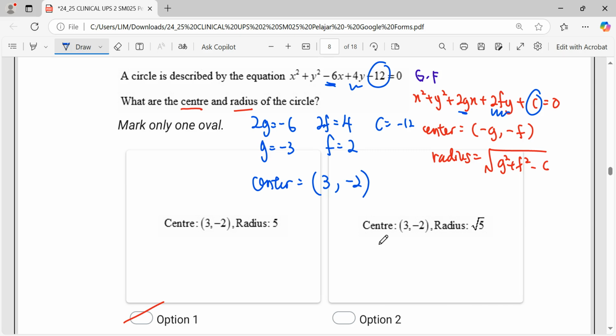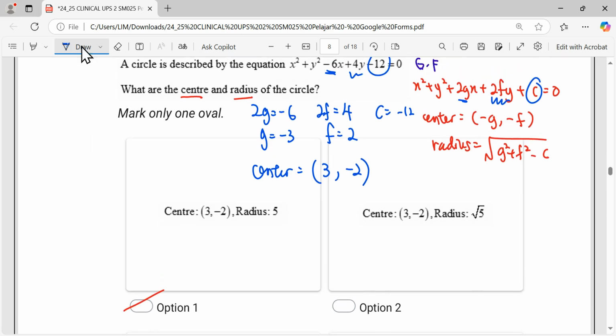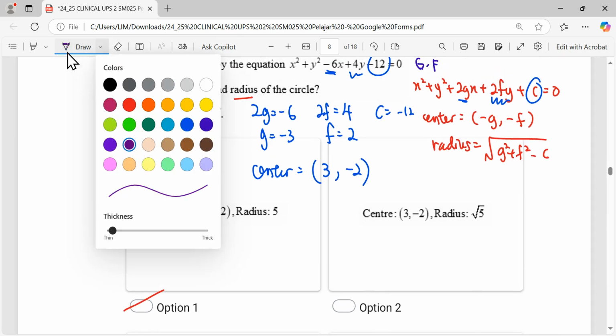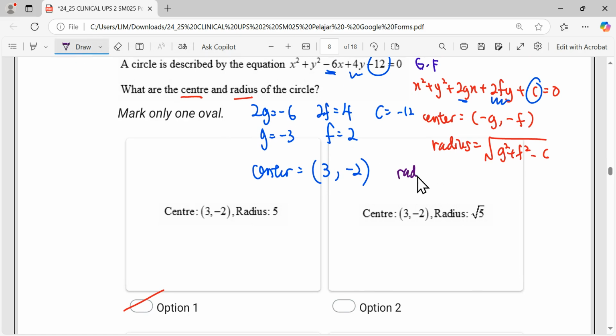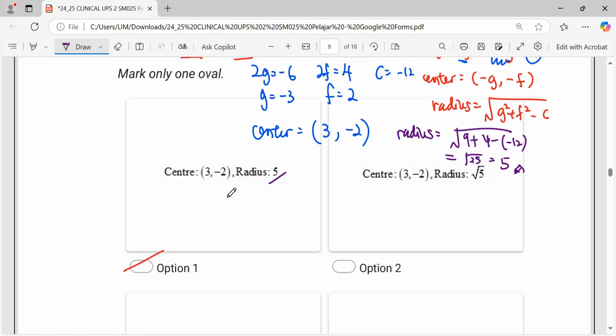Now we need to figure out what our radius is. To figure out our radius, we put in our formula, the square root, where g squared is 9, f squared is 4, minus negative 12. So it will become plus, negative becomes positive. So it is the square root of 25, which gives you 5. So our radius is 5 here. So this is our option.